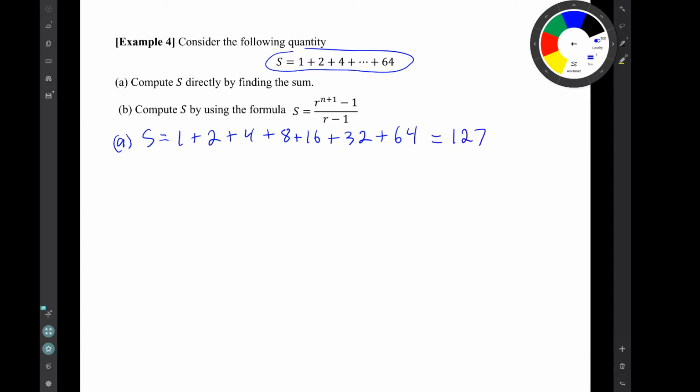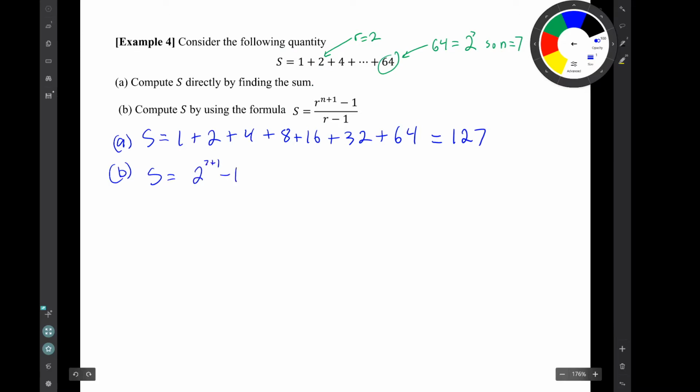Now in question B, compute S by using this formula. Well, in this sum, our number r we can spot by looking at that first term, and the value of n we can spot by looking at the last term. 64 is 2 to the 7th power, so our n is 7. So we get the same answer, 127.